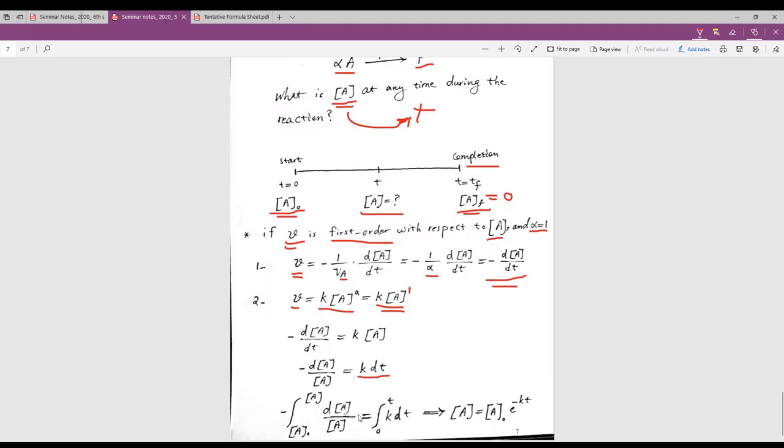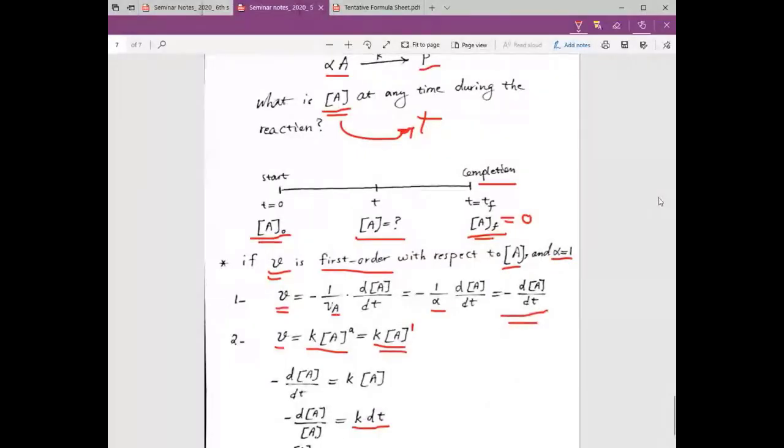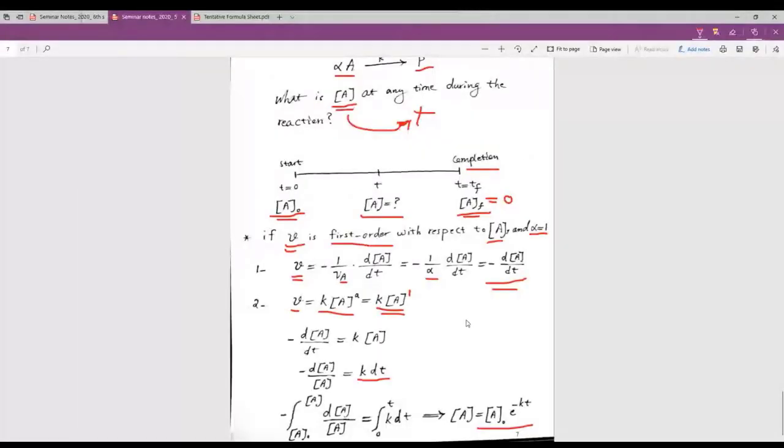If you do the integration here, then you get this equation. It is already in the lecture notes. The integration goes from A naught to A, and time goes from 0 to t. And then if you do the integration, you get this equation.